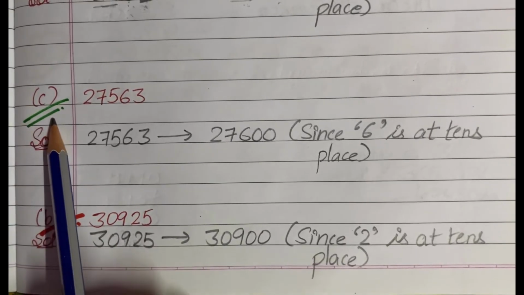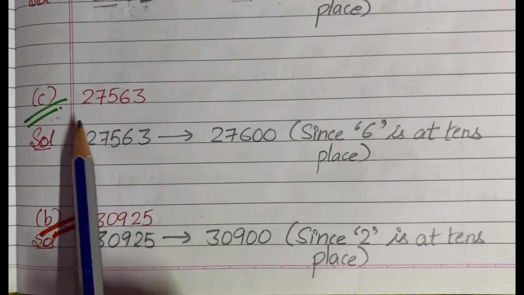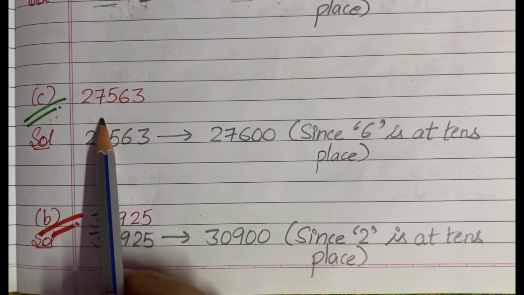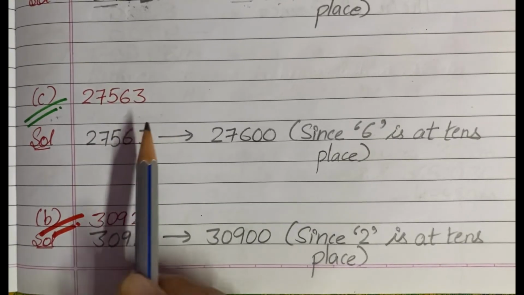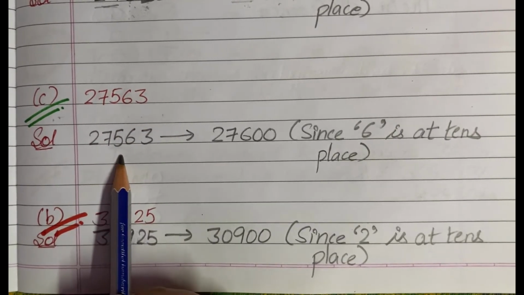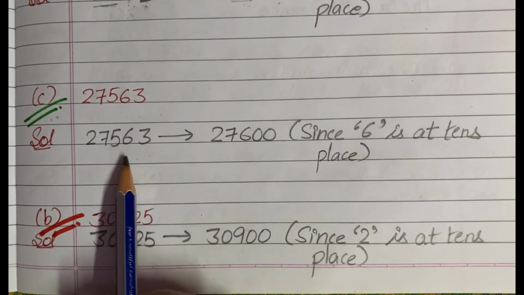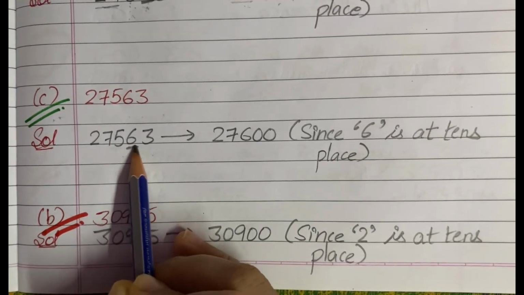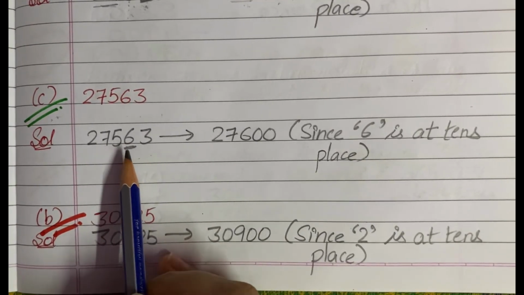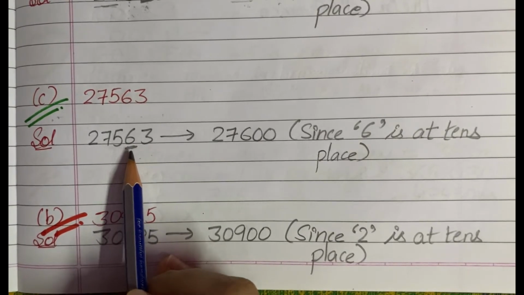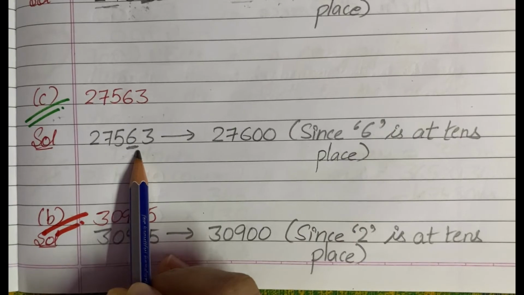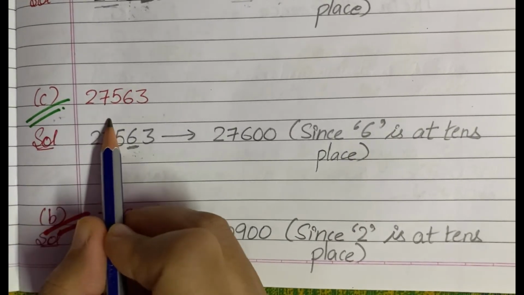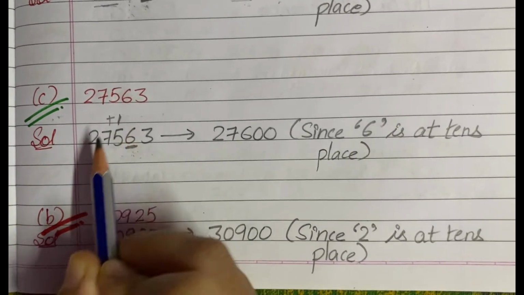Next is C part of the same question, and in this we have 27,563. Now since we want to round off the number to the nearest hundreds, we will see the digit at the tens place, and the digit at the tens place is 6, and you know that 6 is greater than 5. So 1 will be added to the digit at the hundreds place.